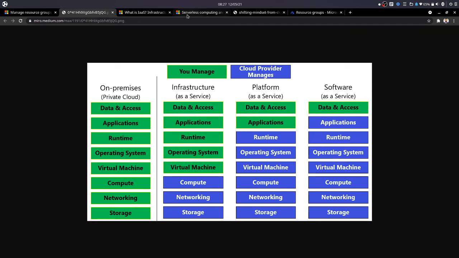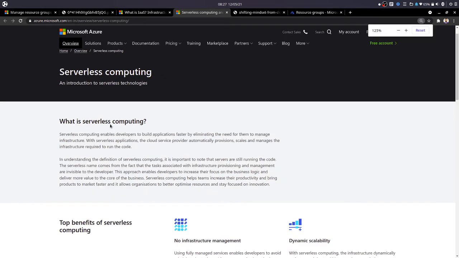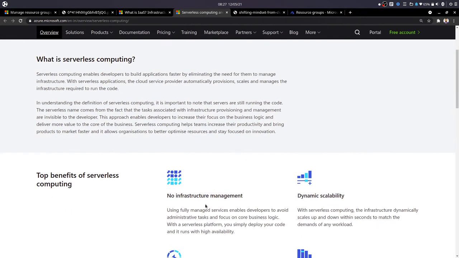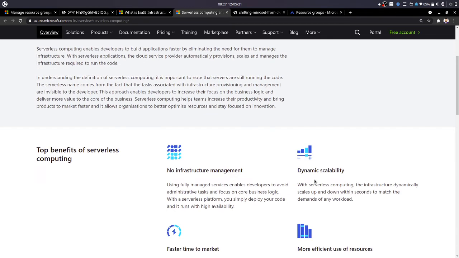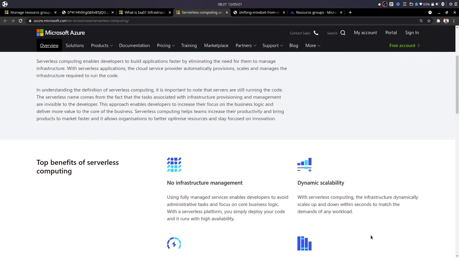We have another type of service which is serverless. Serverless computing enables developers to build applications faster by eliminating the need for them to manage infrastructure. So you don't need to manage any infrastructure. It is completely taken care of by the Azure team. Then it also provides dynamic scalability, faster time to market, and more efficient use of resources.